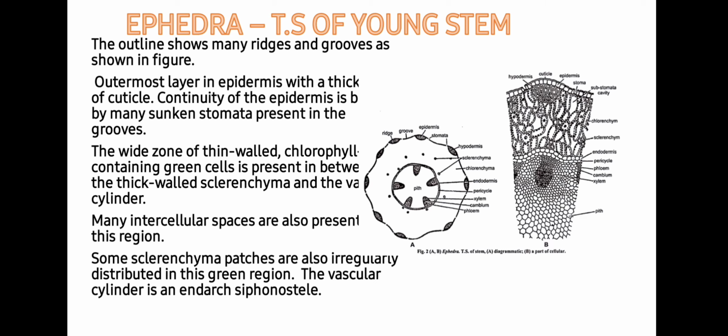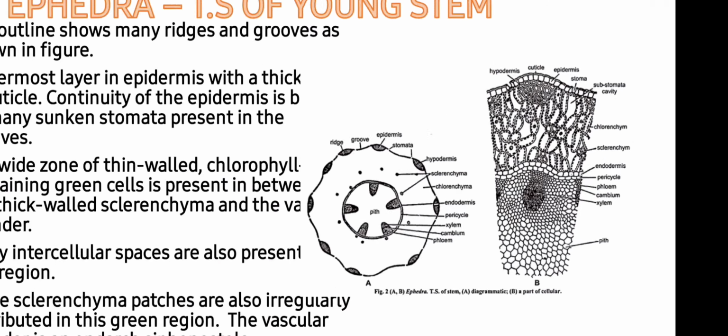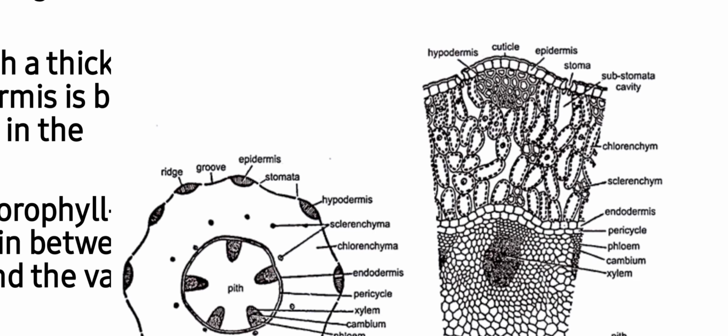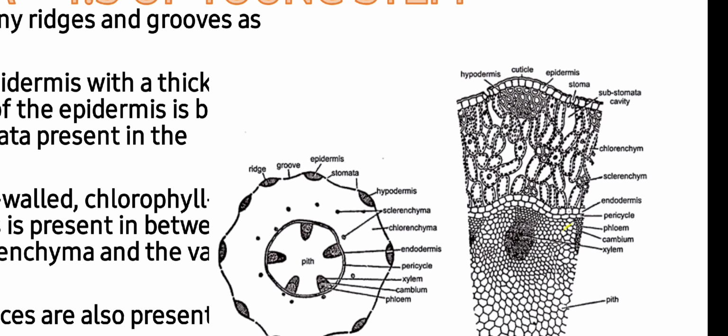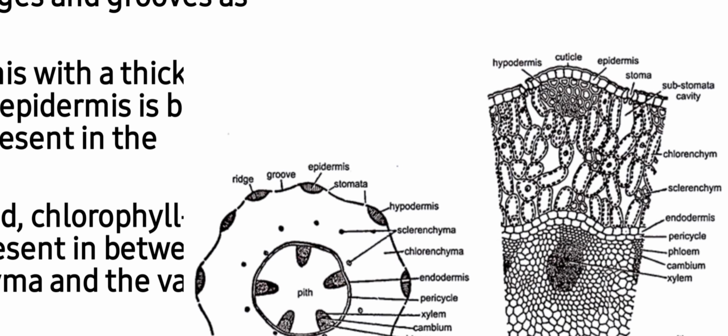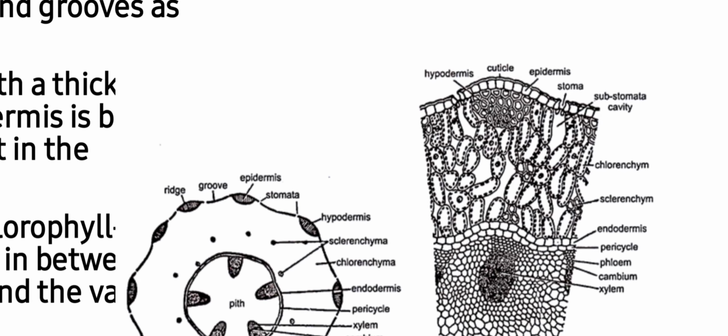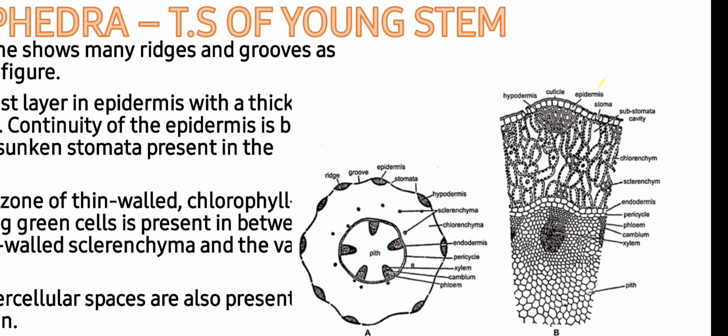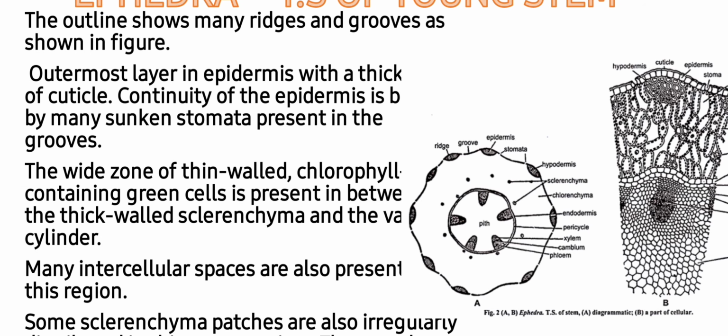Next is anatomy in Ephedra. You can see in this image a young stem which shows an outline of ridges and grooves. The outermost layer is epidermis bounded by cuticle, and you can see some sunken stomata there, that is a xerophytic character, and a patch of sclerenchyma that is for strength, and chlorenchyma due to which it can perform photosynthesis.